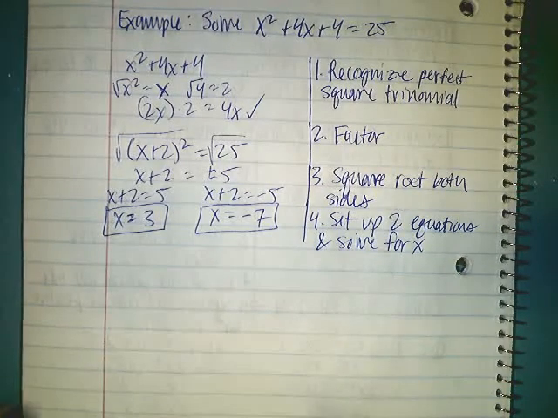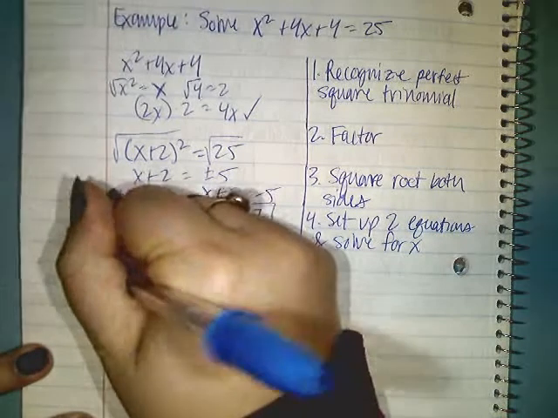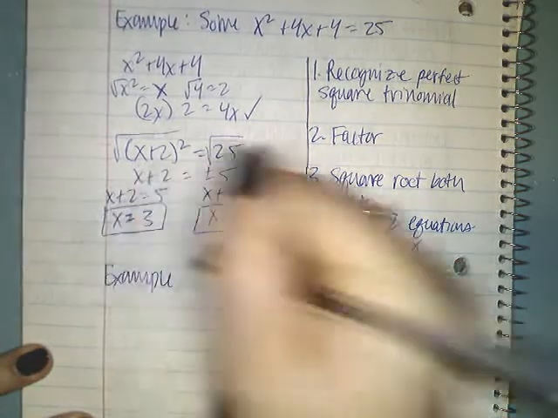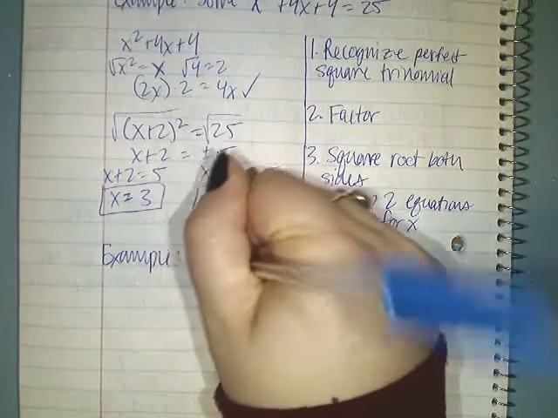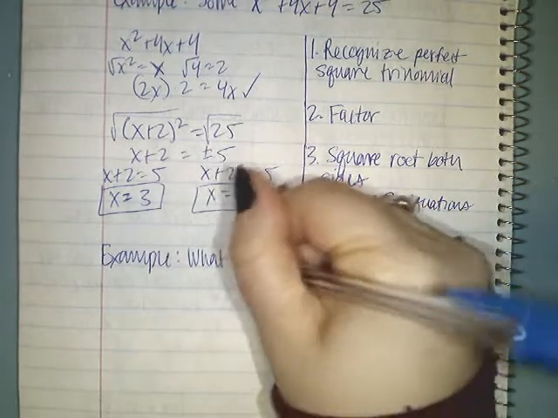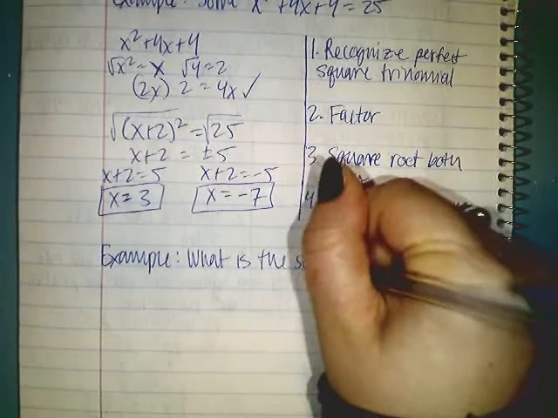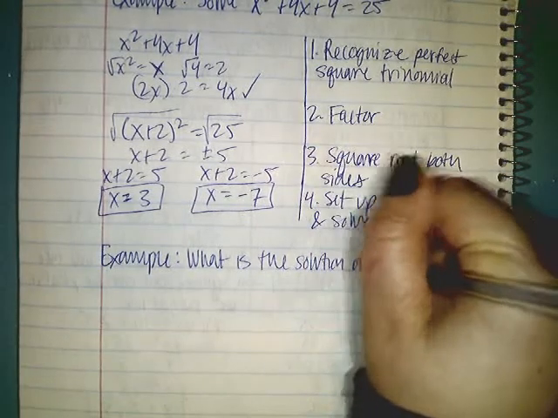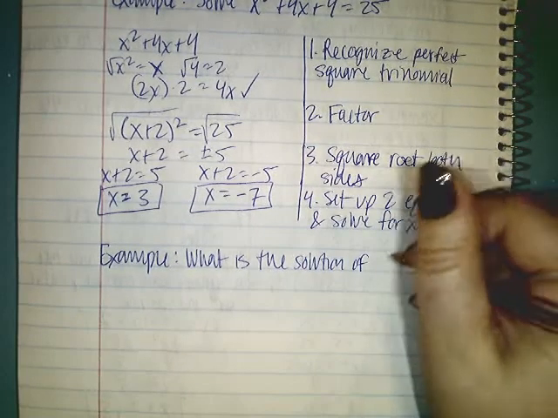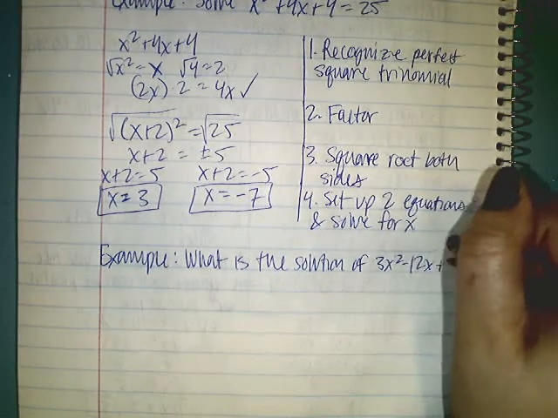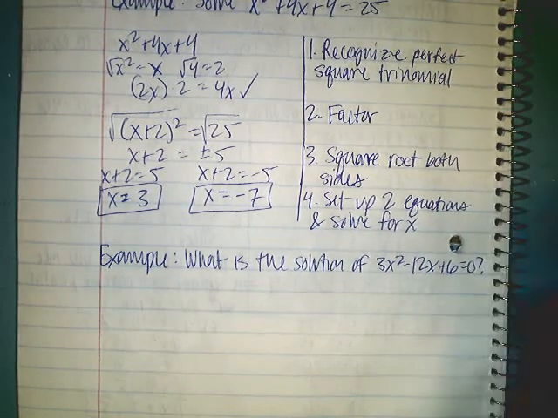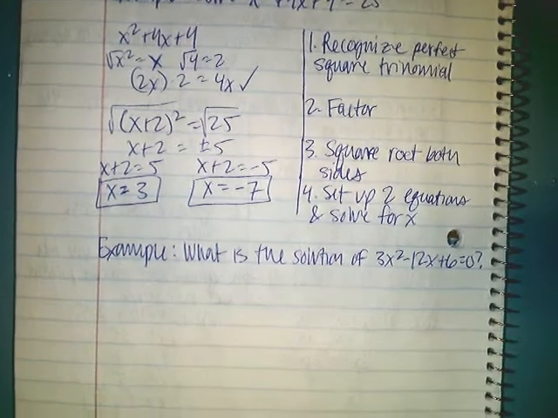So let's do one of those examples now. We're going to do the full process of completing the square from start to finish. So what is the solution of 3x squared minus 12x plus 6 equals 0? So that's our quadratic we're going to solve.